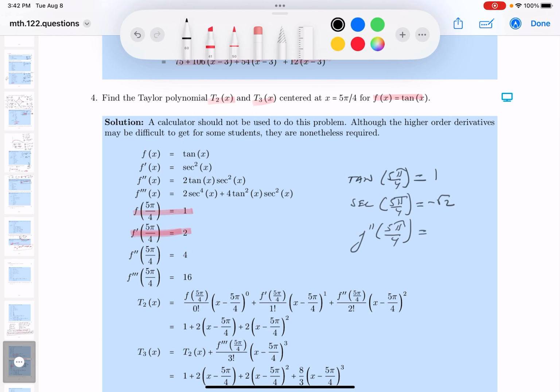And what's it going to be? It's going to be 2 times the tangent, which is 1, times the secant squared, which is going to be 2. That's going to give me 4. That's written right over here. Let's do f triple prime.